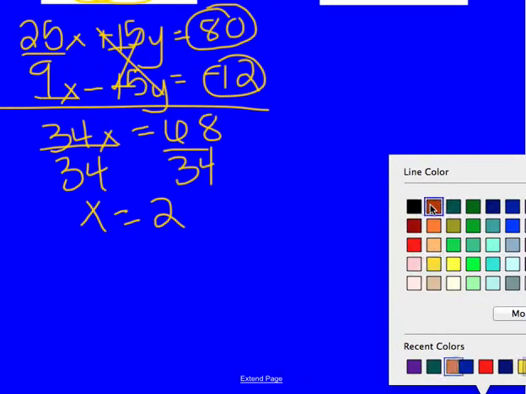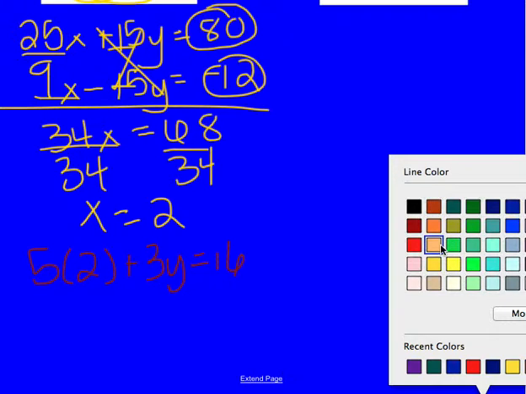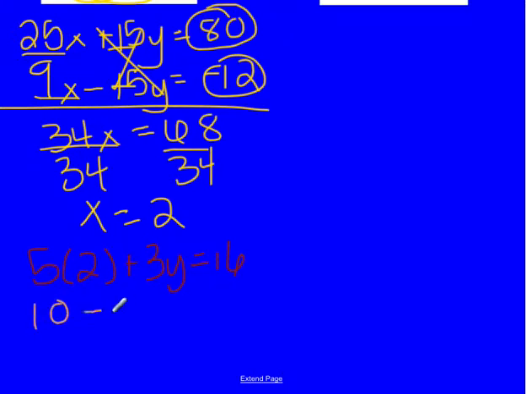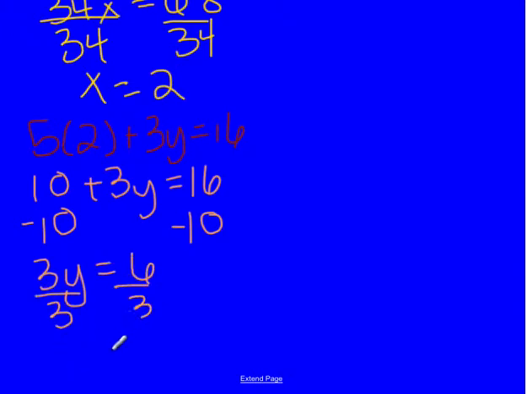Now I know that x is equal to 2, so where I see x in the original equation, I can plug 2 in. I'm going to take the first equation on your page, take x out completely, and put 2 in instead, keeping everything else the same. Now I need to solve this for y. 5 times 2 is 10, plus 3y is equal to 16. That positive 10 I need to bring over to the other side, so I'm going to subtract 10 from both sides, and I get that 3y is equal to 6. Divide both sides by 3, and I get that y is equal to 2.